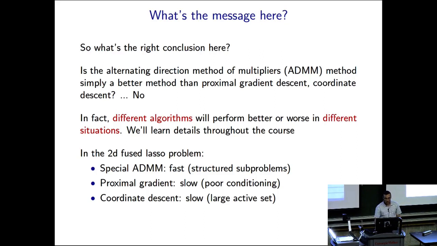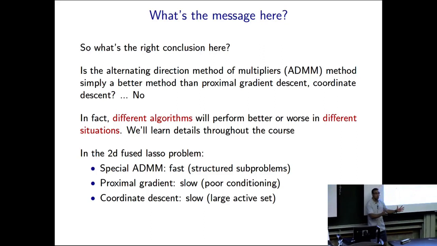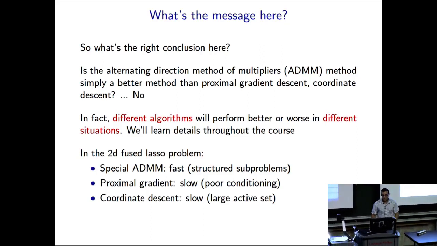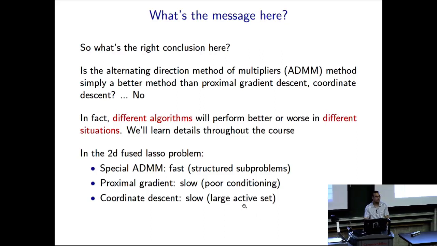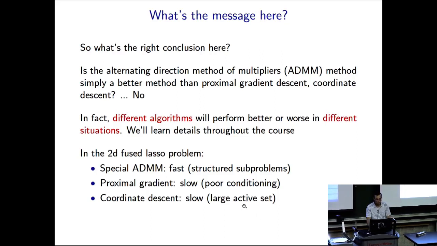Coordinate descent is slow in this case because it's operating on the dual, and in this case the active set, which is the set of coordinates that coordinate descent actively manipulates in each cycle, is very large. And it has to do a lot of work to push those towards optimum. Coordinate descent tends to thrive when we have small active sets. But in this particular case, it comes from the fact that we're looking at the dual. The active set's very large. So it's just a bad idea to use coordinate descent.